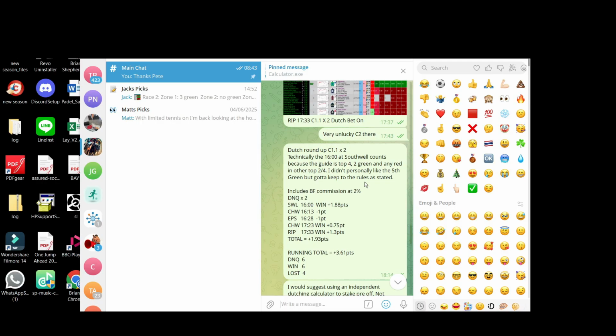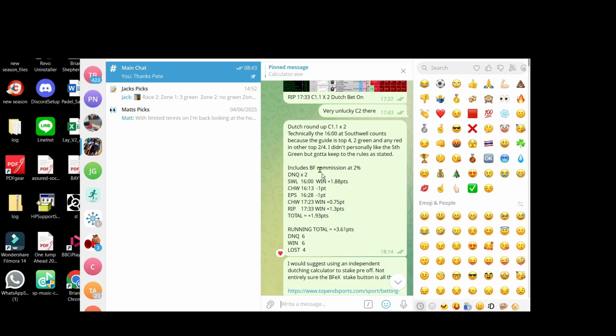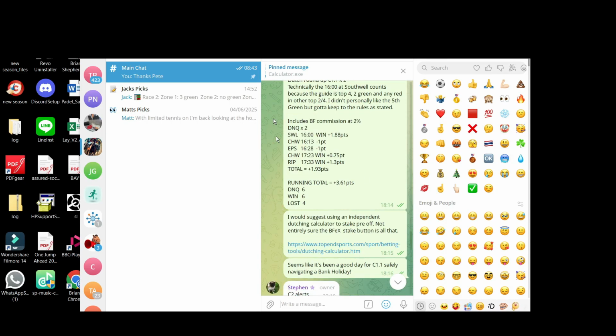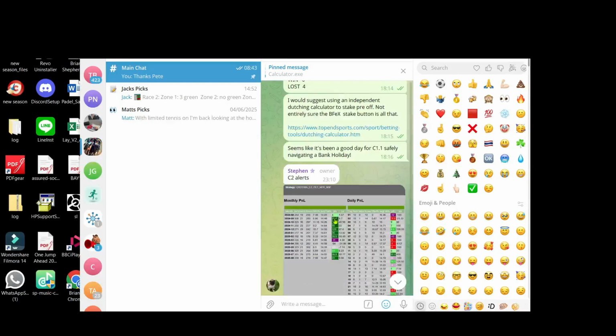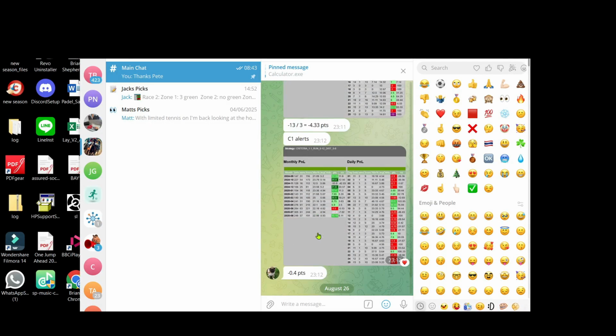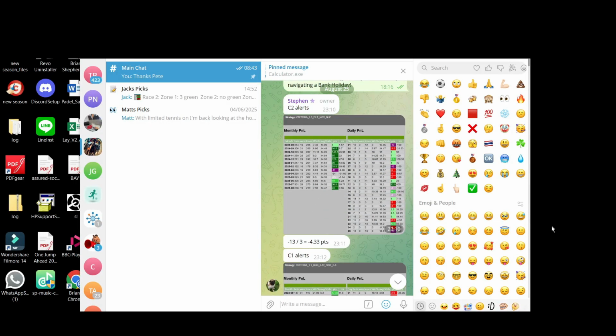So what I've done so far is I've been gathering this information the last few days and keeping a running total. Did not qualify, 6, won 6, lost 4. And again, offering advice in the chat and talking about it. And then Stephen posts up every day the results daily from the C1 and the C2 alerts, which you already know from the previous videos. So that's Dutching the portal, and I'll continue to do that. That's probably a good one to follow, I think, to begin with.